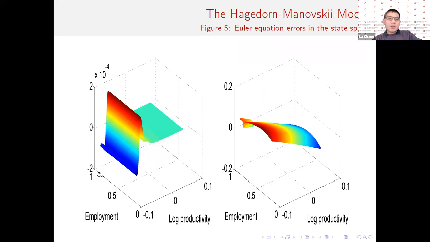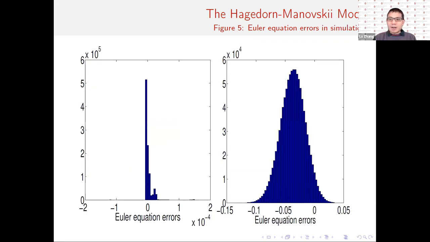All right, especially on the n dimension. Sometimes the economy doesn't visit all the areas within the state space. So we do simulations so that the economy runs on its own, the ergodic distribution, and then we calculate the Euler equation errors in each period on the sample path.